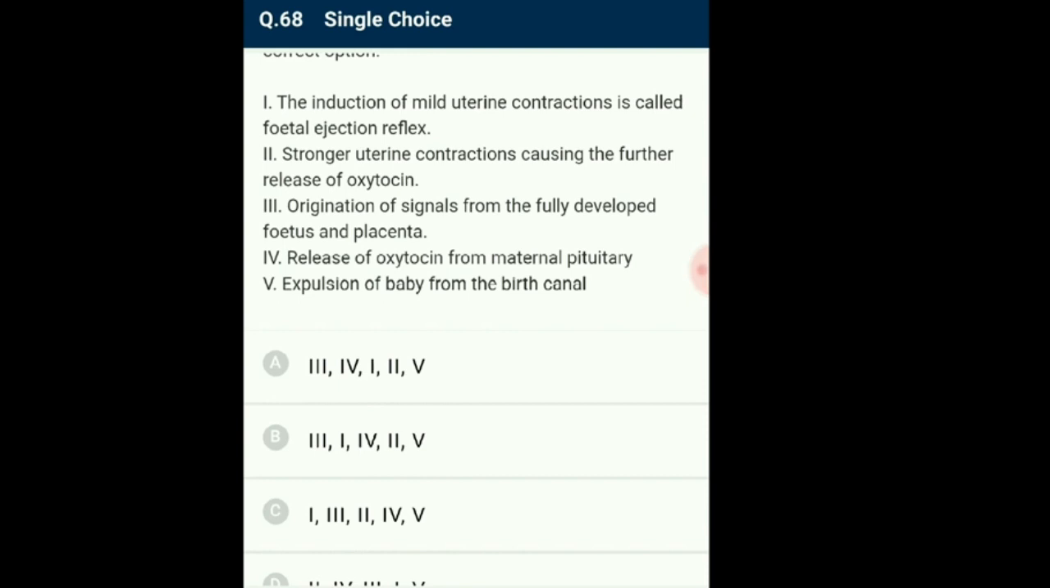Third one, this stimulates the release of oxytocin from the maternal pituitary. Fourth, the uterine contractions keep getting stronger, which causes further release of oxytocin. Fifth event, the simultaneous uterine contraction and release of oxytocin finally cause the expulsion of the baby from the birth canal. So the correct sequence is option B.